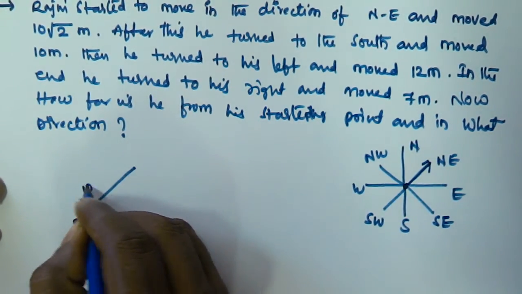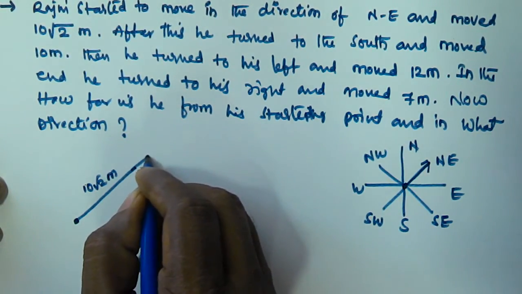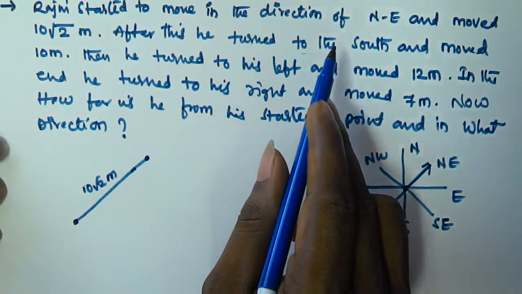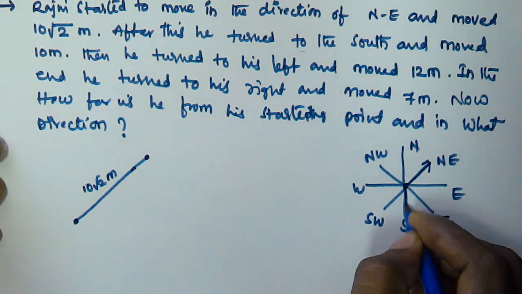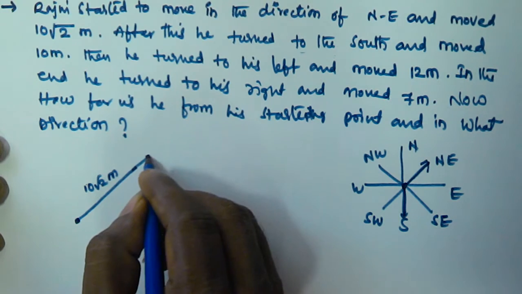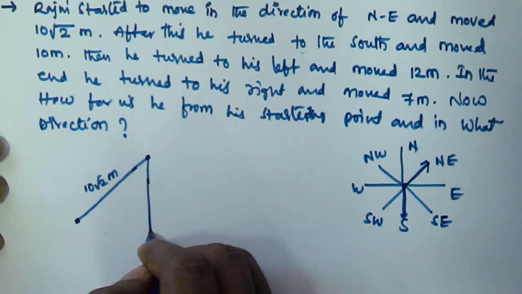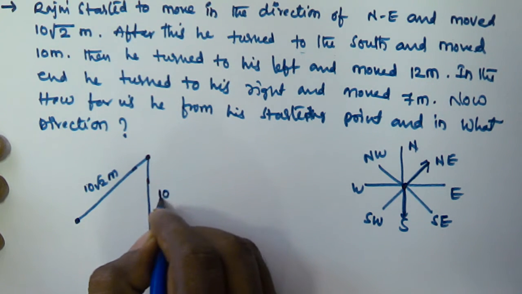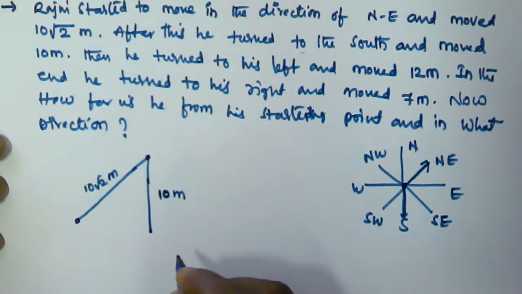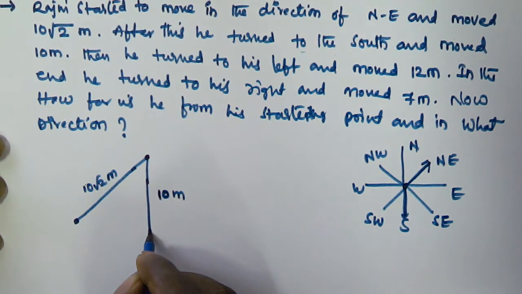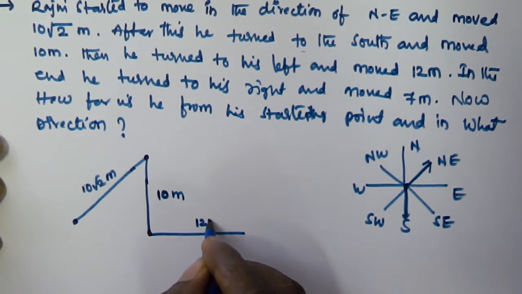He traveled 10 root 2 meters, and after that, from there, he turned to the south. South is in which direction? So this direction. So from here, he started to move in the direction of the south, and moved 10 meters. Okay, then he turned to his left. So if he is moving in this direction, left is this side, and he moved 12 meters.